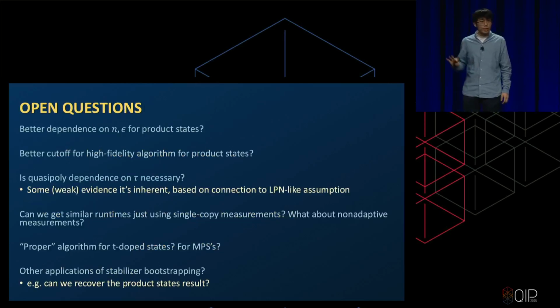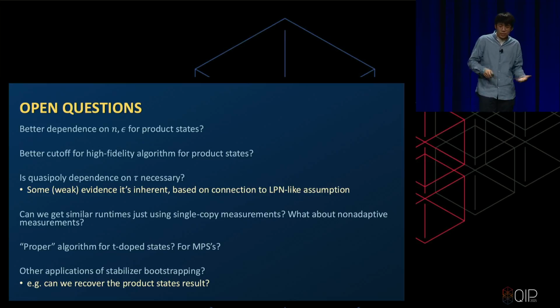So with that, let me conclude with some open questions. In the product state setting that John mentioned, one can ask, can you get a better dependence on n and epsilon for product states? Can you get a better cutoff than 5.6 for the high-fidelity algorithm? In the stabilizer context, we unfortunately incur this quasi-polynomial dependence on the stabilizer fidelity. Is this necessary, or can you actually get something that's fully polynomial in all parameters?